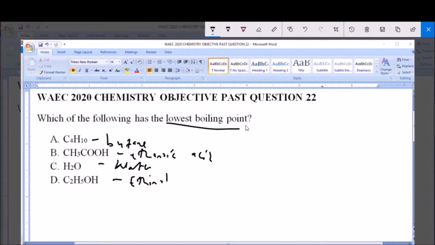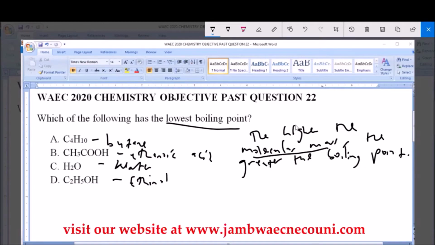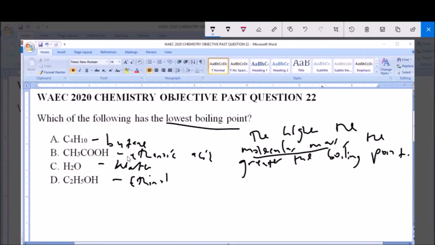Now the easiest way, or the best way to solve this question, is to use the rule: the higher the molecular mass, the greater the boiling point. So the best way to do this is just to calculate the molecular masses for each of the compounds, and then the one with the greatest molecular mass has the highest boiling point, and likewise the one with the lowest molecular mass has the lowest boiling point.